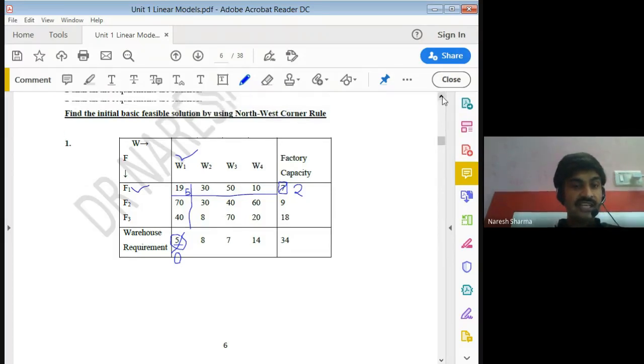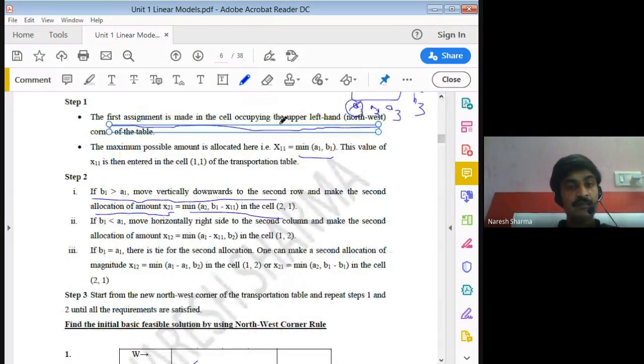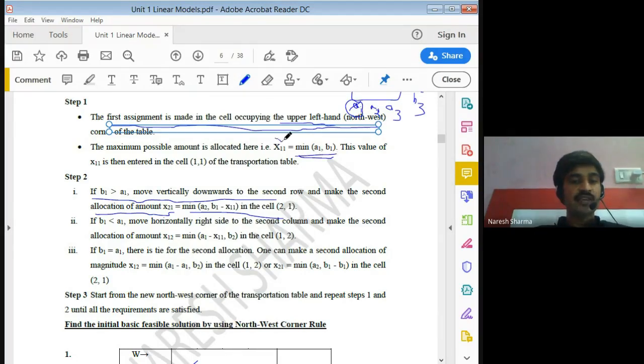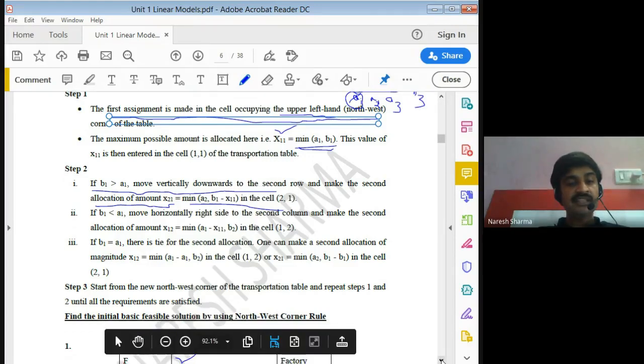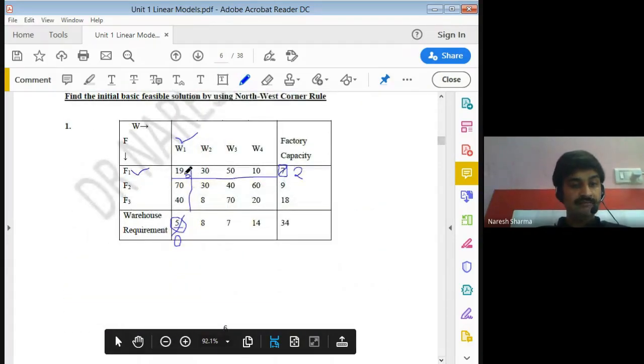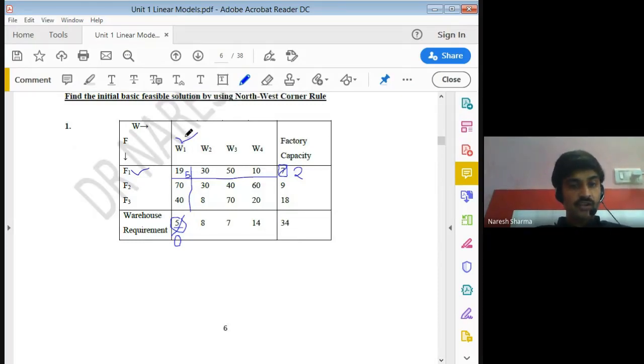If you see in the algorithm, the first line says that in the upper left you assign something. What do you have to assign? Check the minimum value of A1 and B1, and assign it as X11. As in our example, this assignment is 5, because A1 is minimum. So we cross this. Now for the next assignment, as 2 units are also required from this factory, we go to the next column on the right side.